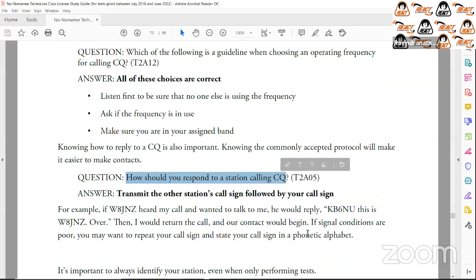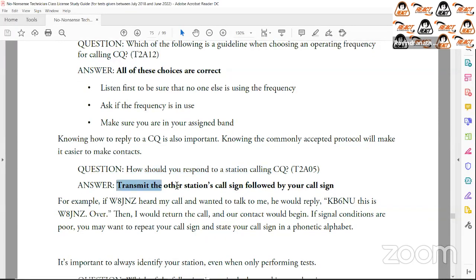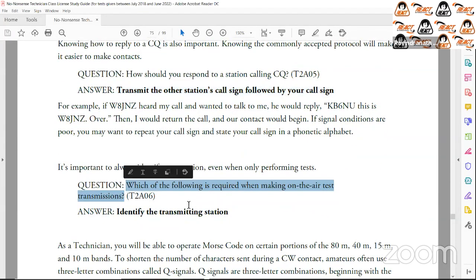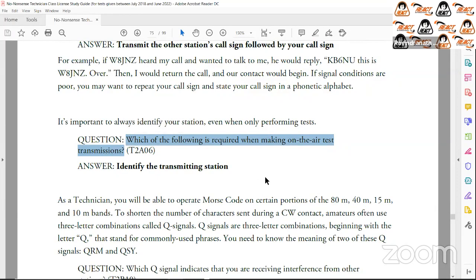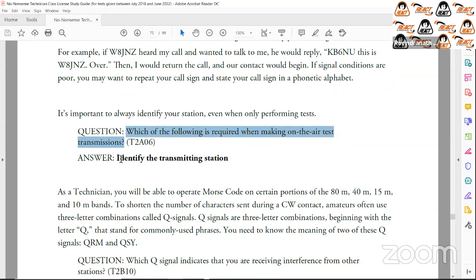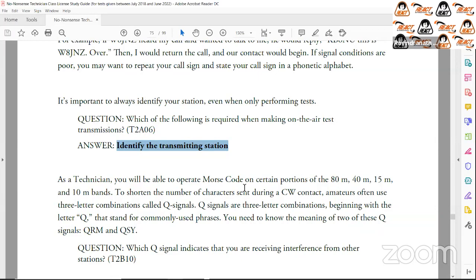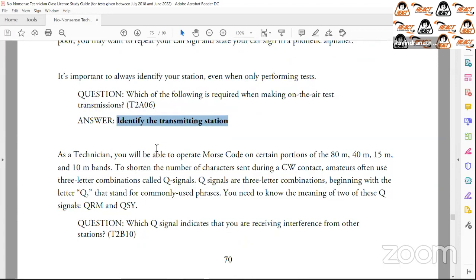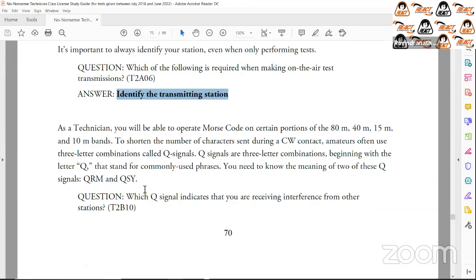Next, how should you respond to a station calling CQ? In other words, somebody calling you. Well, you simply transmit the other station's call sign followed by your call sign. So you should see a pattern. It's always the other station's call sign, then your own. Which of the following is required when making on-the-air test transmissions? So you're testing now. You need to identify yourself. Identify the transmitting station. Don't just say testing, testing, 1, 2, 3. Use your call sign. Say, this is 9 Zulu 4 Romeo Golf, testing. So you are identifying the transmitting station. Right.